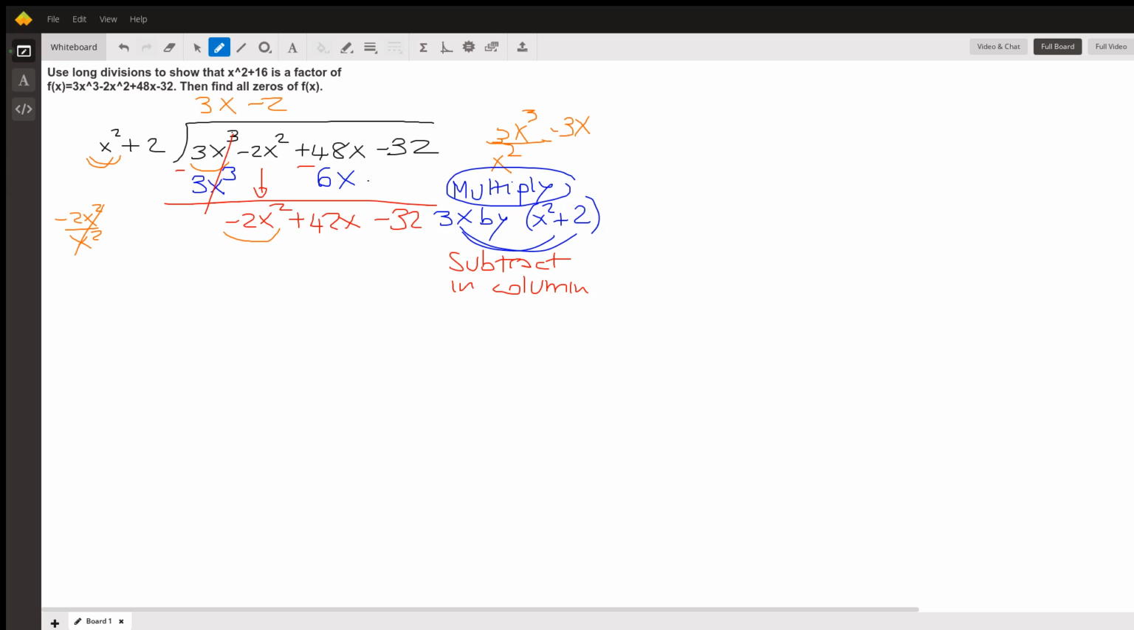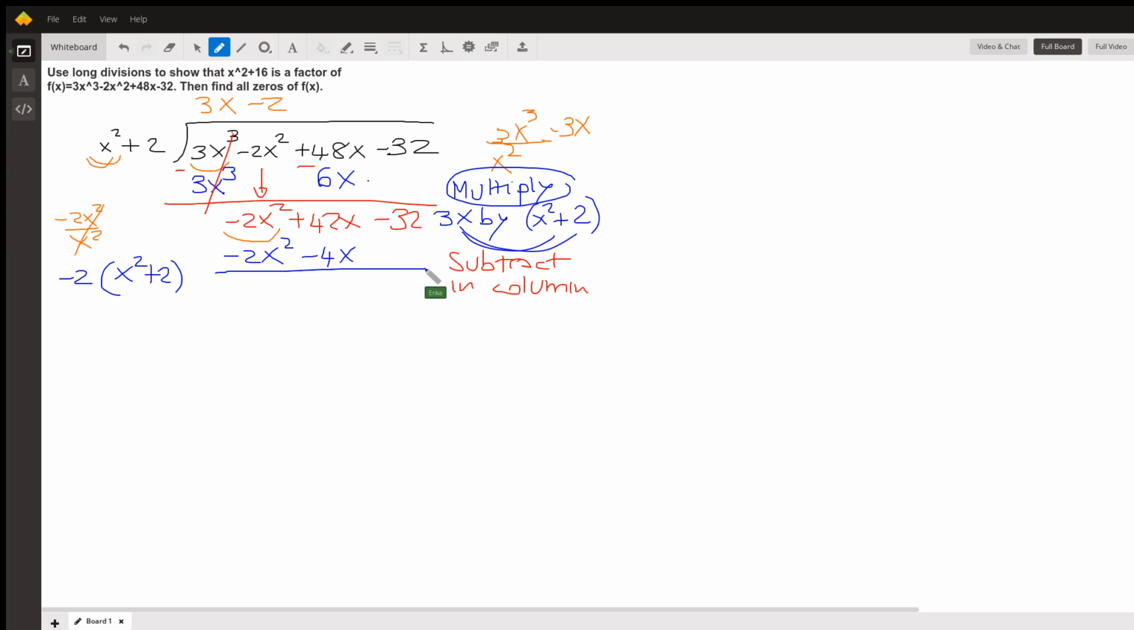Then remember what we had as a second step, multiply. So what do we multiply by in this case? The negative 2 that we just found, we multiply by x squared plus 2. In your problem would be x squared plus 16, right? So I get negative 2x squared minus 4x.